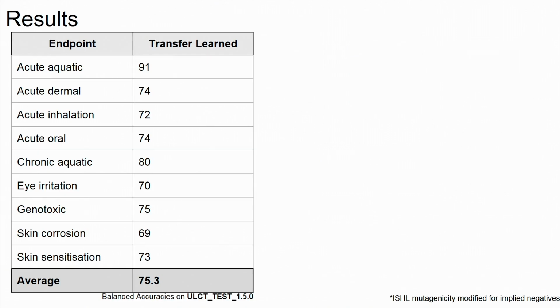So let's look at some numbers. You'll see this little tag down here. We version the data that we test our models on, and we have a name for this one. You'll see it show up a few times. This is our most recent one, and these are our transfer learned models. You can see that they cover about 9 different endpoints, and this is just a metric for accuracy. So we're getting accuracies around 75%. The lowest one is skin corrosion. I'd be happy to talk to you about why that one's kind of low. Our best one is acute aquatic. It's 91%.